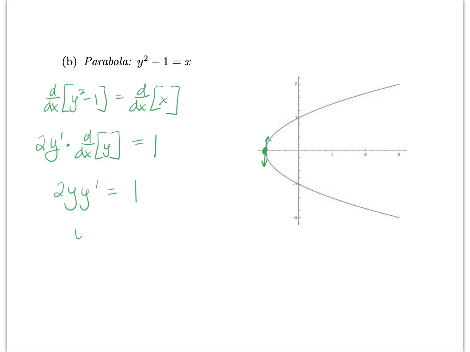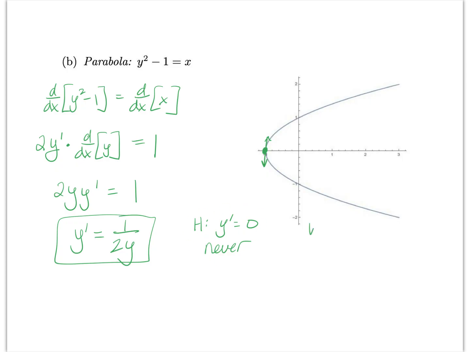And to get y prime alone, I'm just going to divide both sides by 2y. So there's my formula for y prime. It's 1 over 2y. And there are no places where the tangent line would be horizontal because horizontal tangent lines happen when y prime is 0, but that would never happen because the only way a fraction can equal 0 is if its numerator is 0 and this numerator is 1. Okay, so we have no horizontal tangent lines.